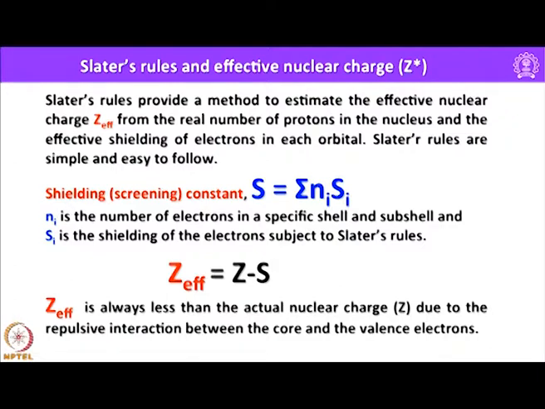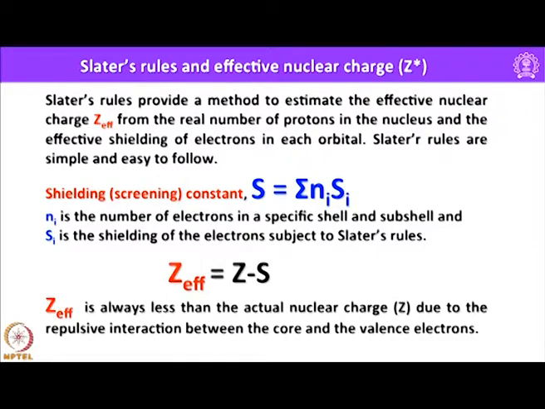So, he provides a method to estimate the effective nuclear charge Z effective from the real number of protons in the nucleus, that is equivalent to the atomic number, and the effective shielding of electrons in each orbital. Slater's rules are simple and very easy to follow. For example, you can look into the formula he has given. The shielding or screening constant S is nothing but the sigma Ni Si, where Ni is the number of electrons in a specific shell and subshell, and Si is the shielding of electrons subject to Slater's rules.